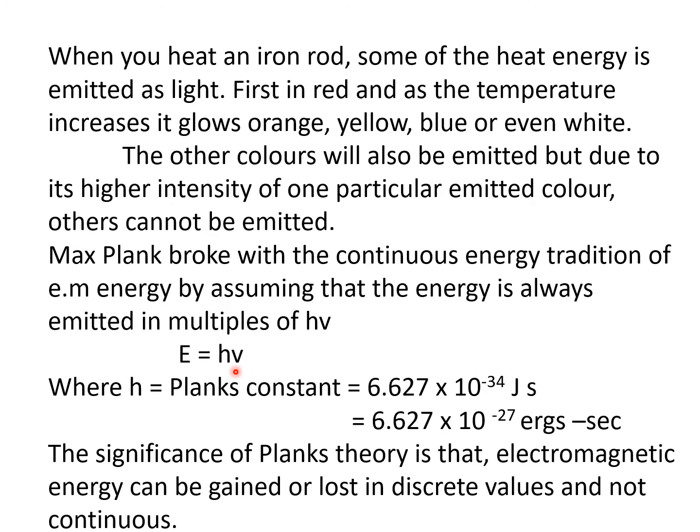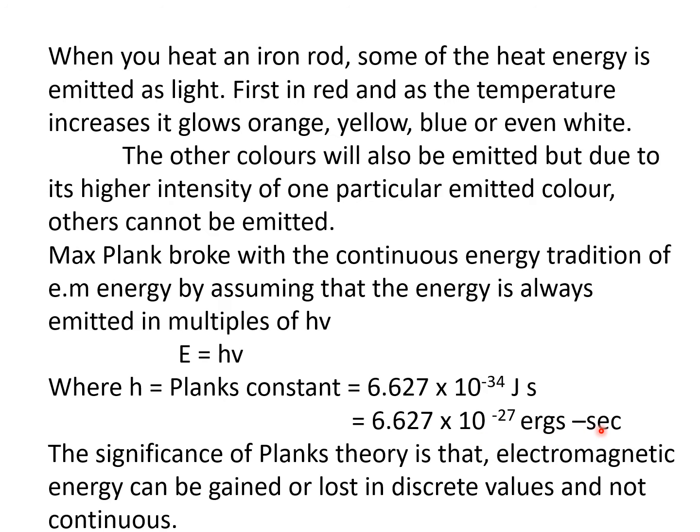So if the frequency of the wave is more, the radiated energy is also more. So E is directly proportional to nu. And when this proportionality is removed, h is inserted, that is, a proportionality constant is inserted. And hence h is known as Planck's constant in this equation, which is equal to 6.627 into 10 to the power of minus 34 joule seconds, or 6.627 into 10 to the power of minus 27 erg seconds.